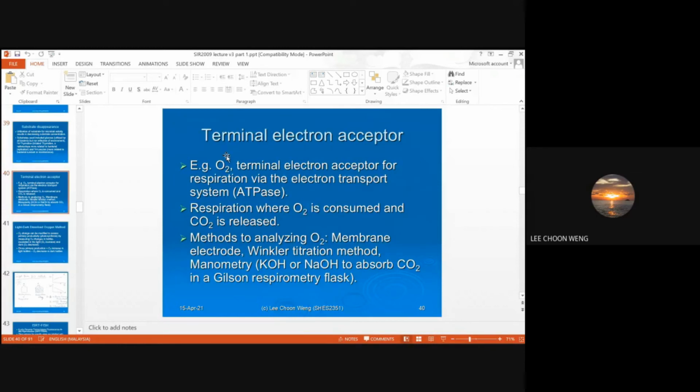Okay, next is terminal electron receptor. When you're looking at terminal electron receptor, we are mostly looking at respiration, where oxygen is consumed and CO2 is released. So what we usually do is we can measure either the rate of oxygen decrease or the rate of CO2 increase.